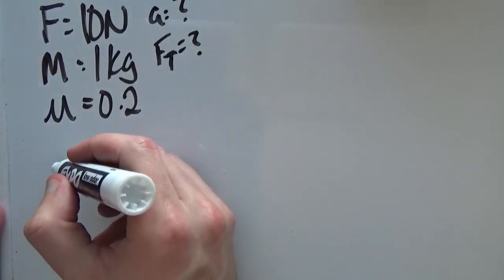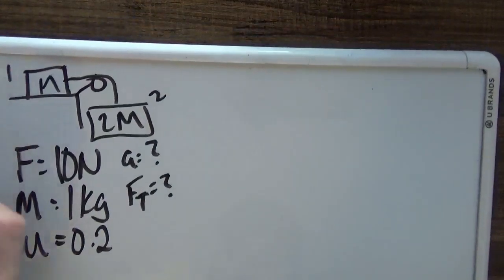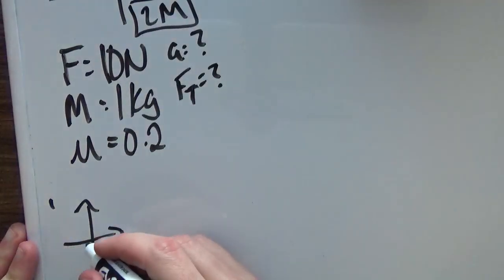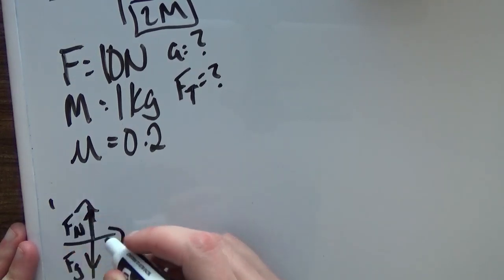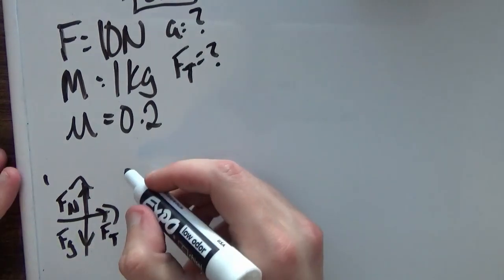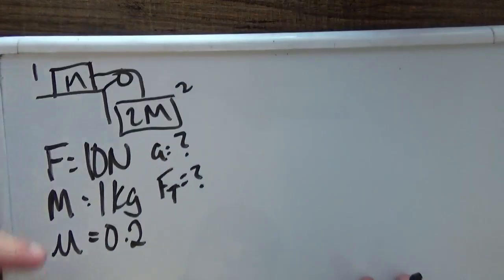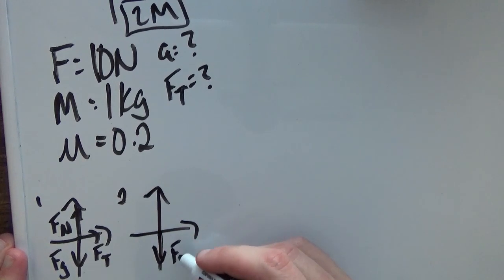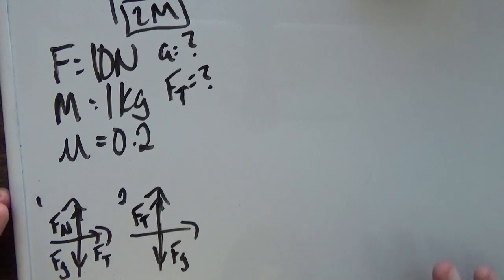First step, free body diagrams. For block 1, we have gravity, normal force, and then tension. Force of gravity, normal force, then tension pulling to the right. Ta-da. For number 2, in this case, it's just hanging down. So we just have gravity and then tension. Force of gravity, force of tension.